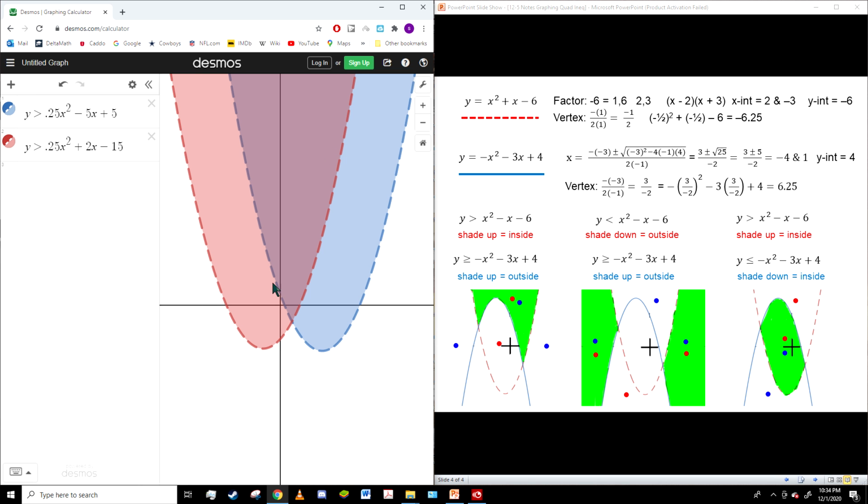The white region is 1, the red is 2, the blue is 3, and this in the middle here is 4. And so your homework is simply going to be A, B, C, D. I have a letter on each region, and it's just multiple choice. You just go, oh, the solution region is section A. And there you are.